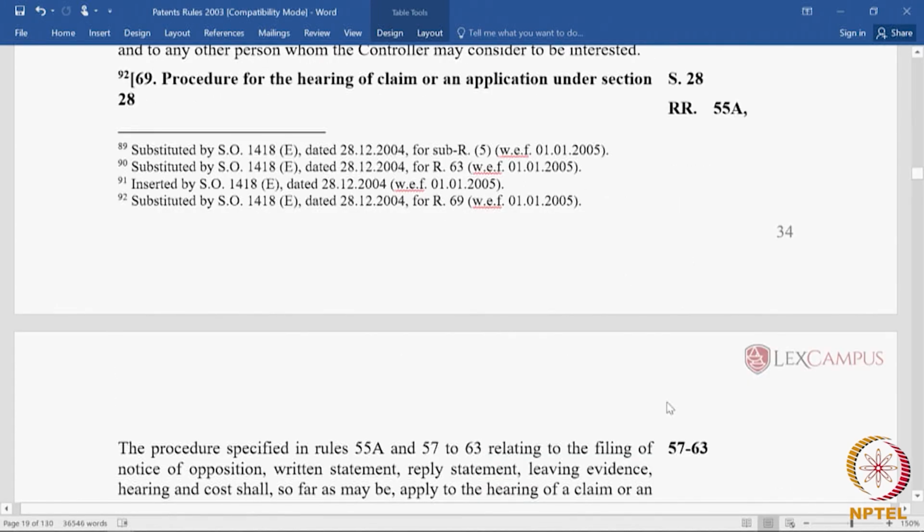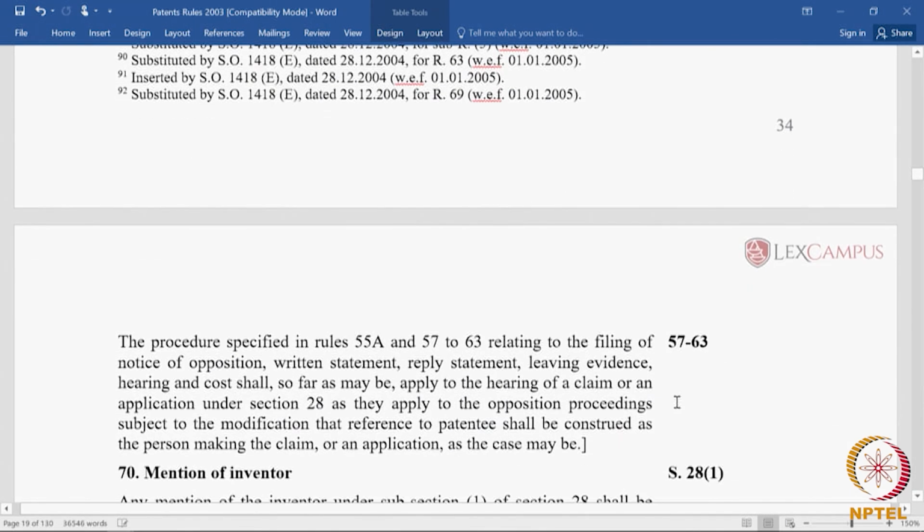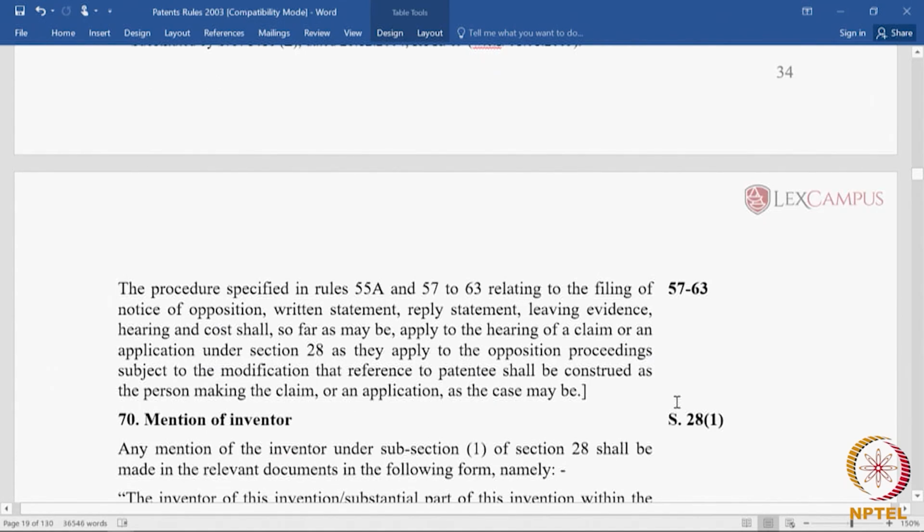Rule 69, procedure for hearing of claim or an application under section 28. The procedure specified in rules 55A and 57 to 63 relating to filing of notice of opposition, written statement, reply statement, leaving evidence, hearing and cost shall, so far as may be, apply to the hearing of a claim or an application under section 28 as they apply to opposition proceedings, subject to modification. That reference to patentee shall be construed as the person making the claim or an application, as the case may be. Now, there is a general rule that we need to bear in mind.